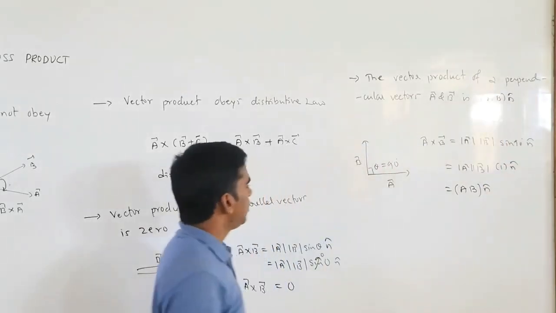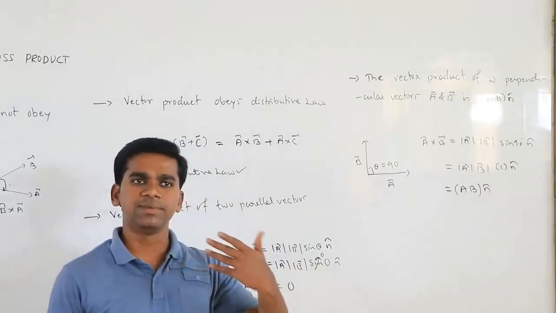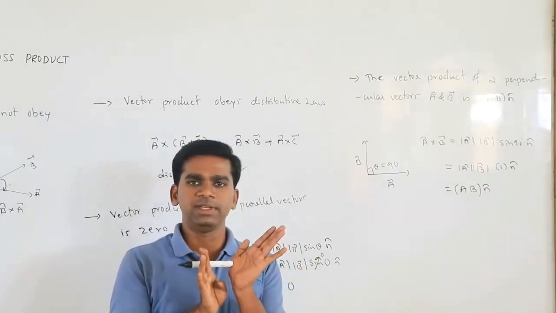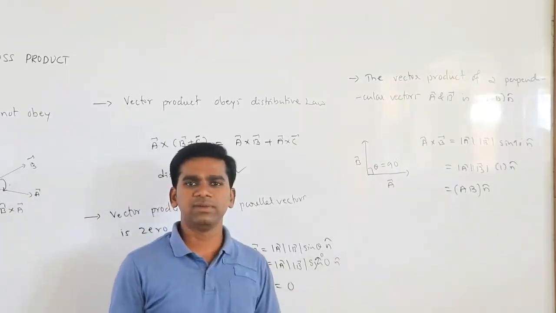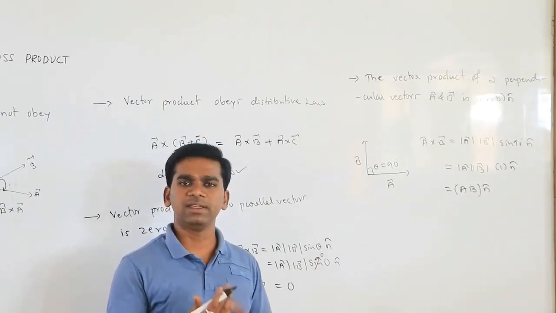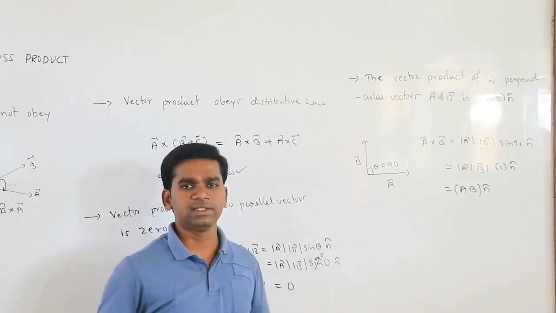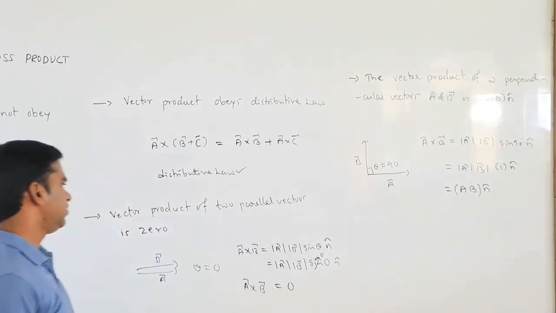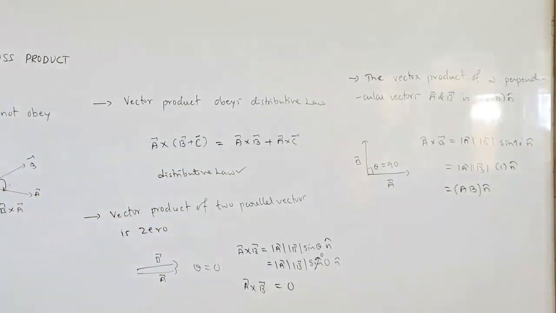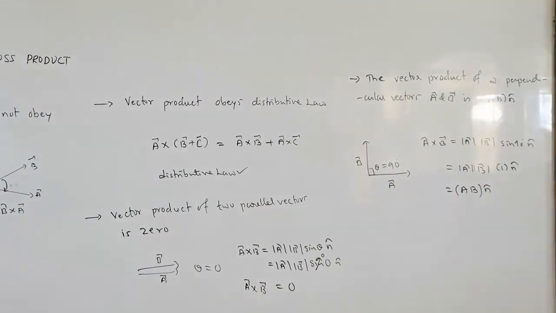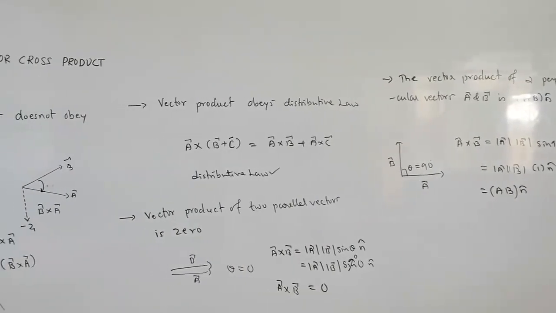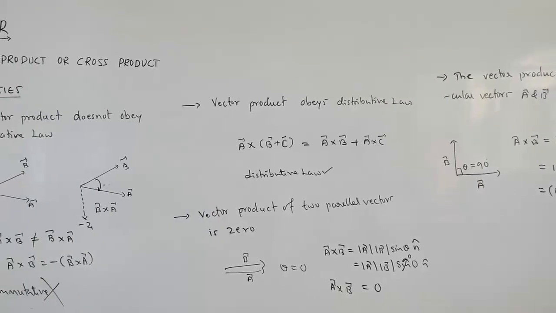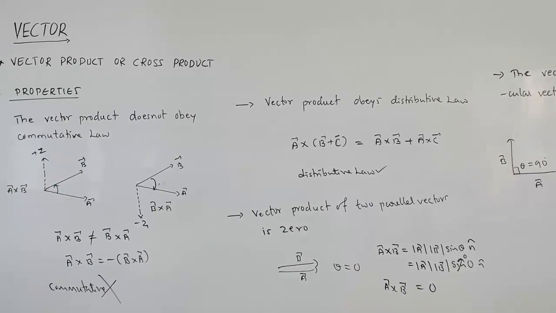Anti-parallel vectors means the directions are opposite, so you take theta as 180 degrees. Do that, and whatever result you get, you can take that one. Or you can take equal vectors. Equal vectors means directions are the same, so again you will get 0. So these are the few properties I have given over here. Go through this. You can find new properties also by taking equal vectors, anti-parallel vectors, so many things. So this is all about the cross product or vector product.